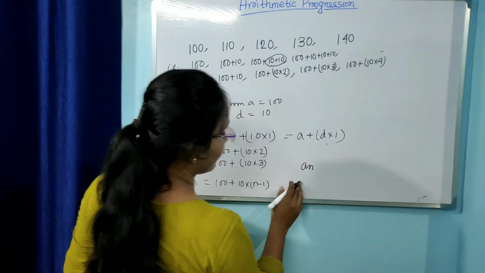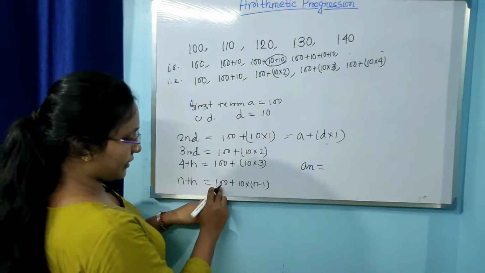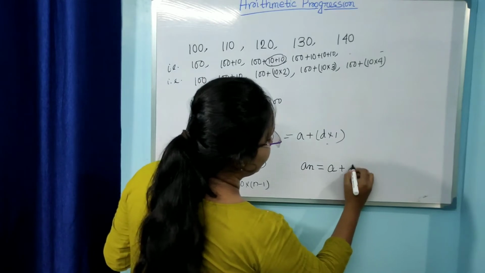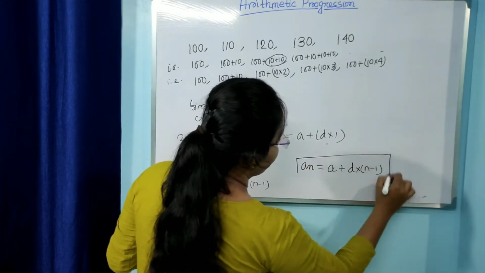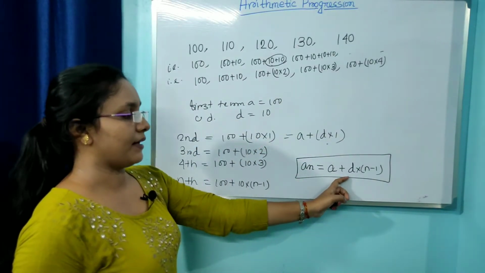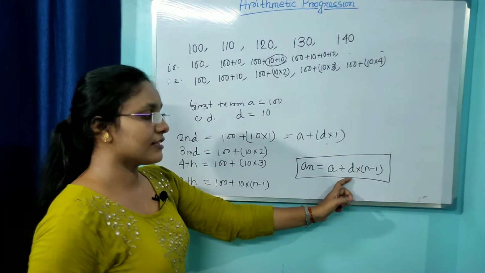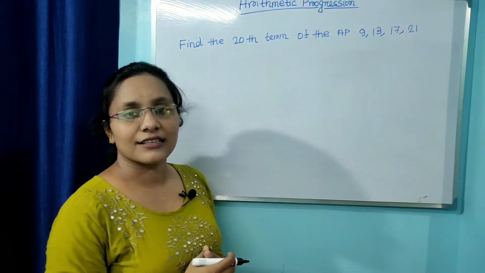If we denote it by an, it will be an equals A, that is the first term, plus D into n minus 1. So this is the formula to find the nth term. The nth term will be A plus D into n minus 1, where D is the common difference and A is the first term. Okay, so let's discuss a problem.